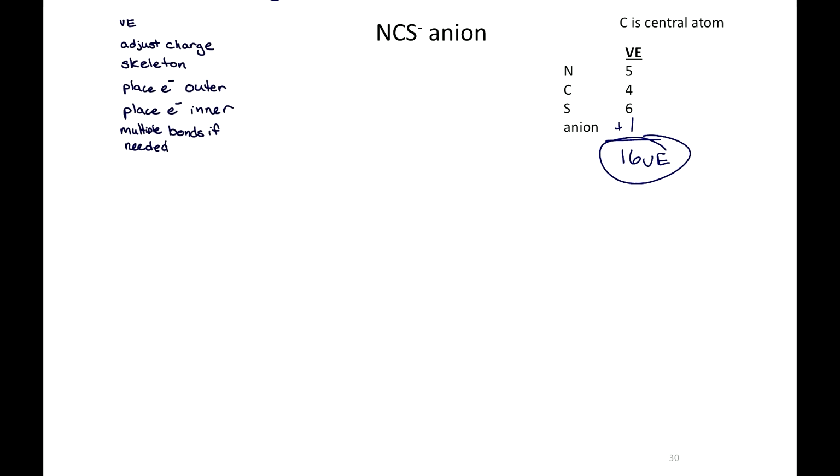So now we're going to move on to skeleton structure. So C is in the middle, because I told you it's in the middle. Then we have the N and the S, and I'm going to draw single bonds to each of them, right? But in drawing those bonds, how many electrons have I spent so far? 4, all right? So 4. Next, we spend the rest of our electrons and start placing electrons on outer atoms first, completing octets. And if we have any left over, put them on the central atom. So we have 4, 5, 6, 7, 8, 9, 10, 11, 12, 13, 14, 15, 16. I'm done. I've run out of electrons.